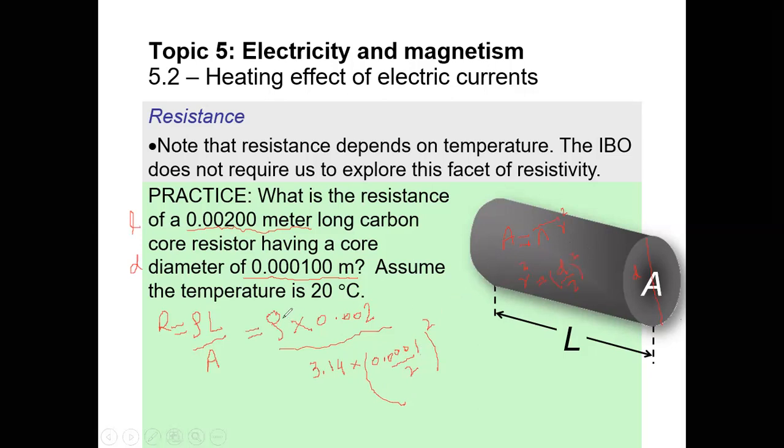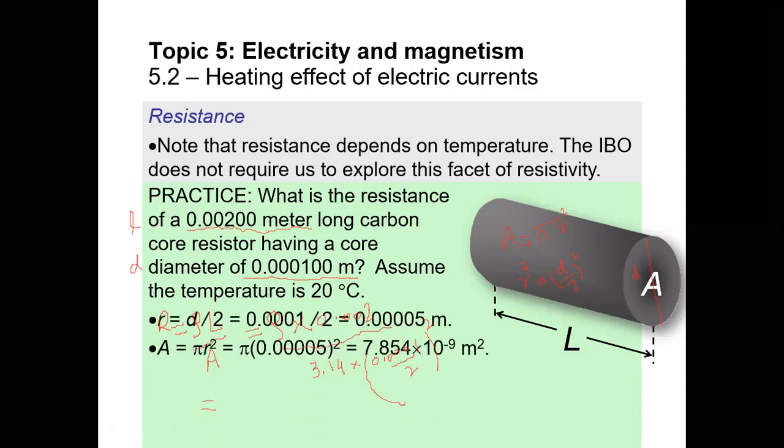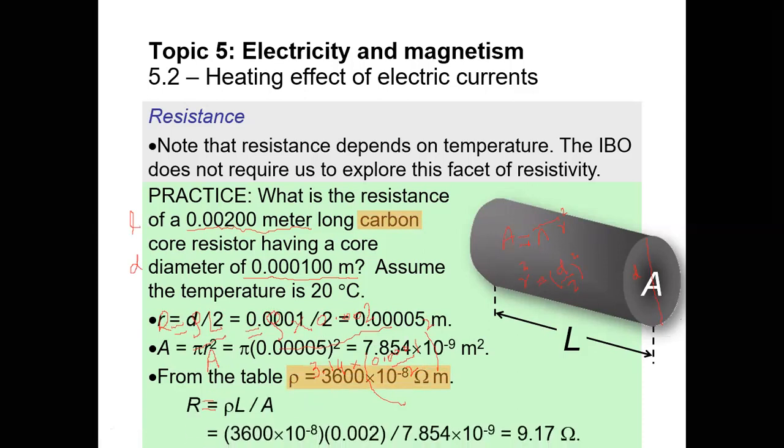And the specific resistance value you will write from the table, and then multiply and divide. When you simplify, you will get the answer. So I will show you the answer from here. See, now this is the specific resistance, 3600 × 10 power minus 8. R is rho L by A. This is the formula which I told you. Just by substituting values, you will get the answer, that is 9.17 ohm. This is the resistance of the carbon resistor.